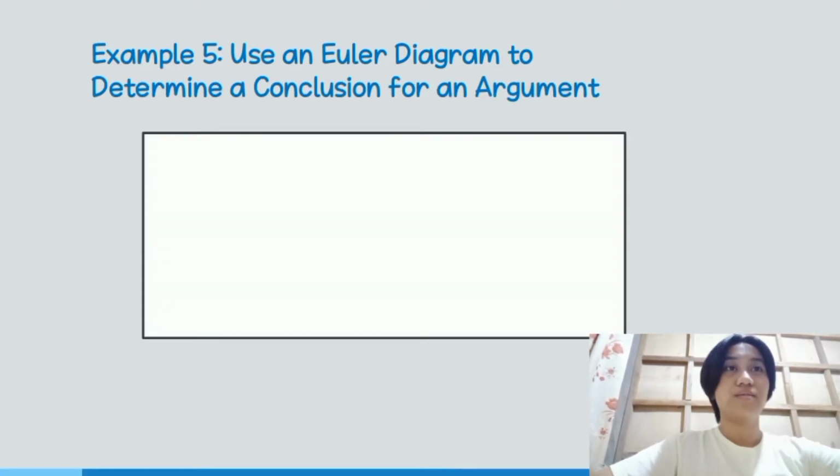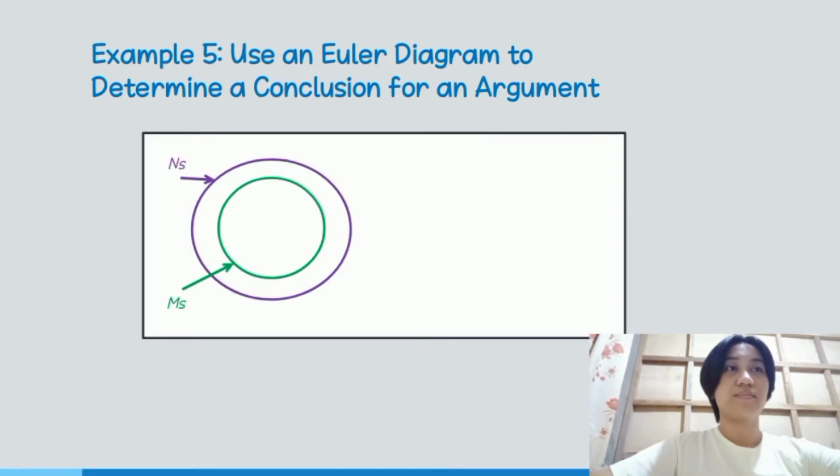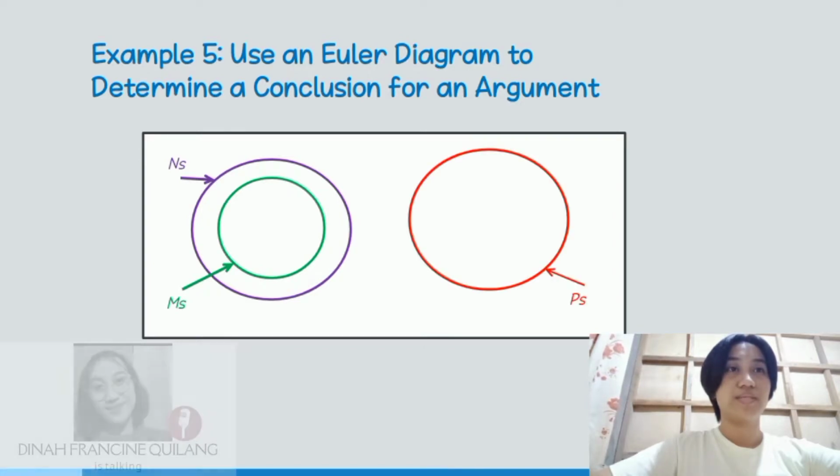So first, let's draw premise 1. It says that all m's are n's. So all m's must be inside the n's. So our first premise will look like this. And the second premise states that no n's are p's. So the second premise indicates that the set of n's and the set of p's are disjoint sets. So using this diagram now allows us to conclude that no m's are p's.